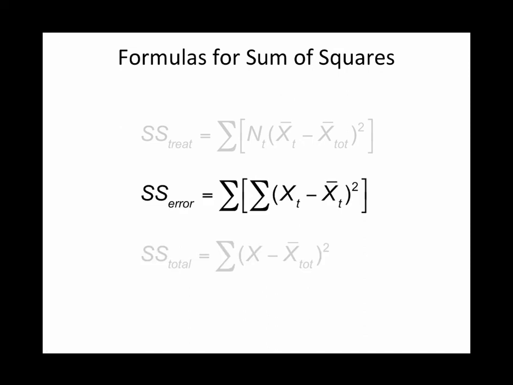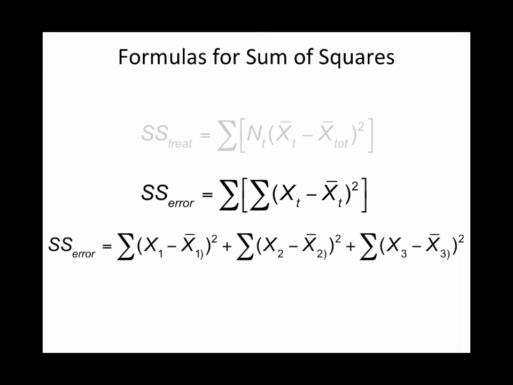Now, this formula probably looks a little strange or odd to you in that we have two summation symbols. Well, that simply means that we are going to be computing the sum of the square deviations using the raw scores within a group and the respective group mean. So another way of looking at it would be that you have the sum of each of these square deviations from each of the three groups.